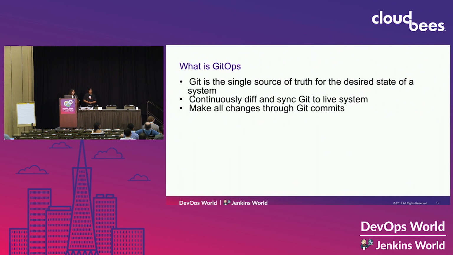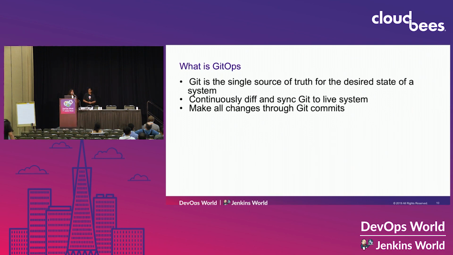Anybody familiar with GitOps? Okay, so GitOps is a methodology where Git is the single source of truth for the desired state of a system. Earlier, developers used to use Git for their source repo. Now Git is the repo for storing everything running in the system. Okay, that is the first step.